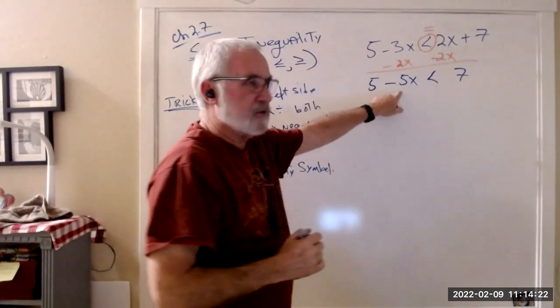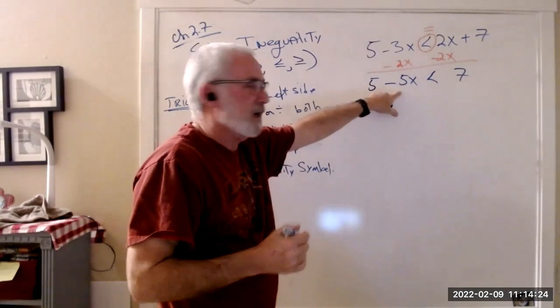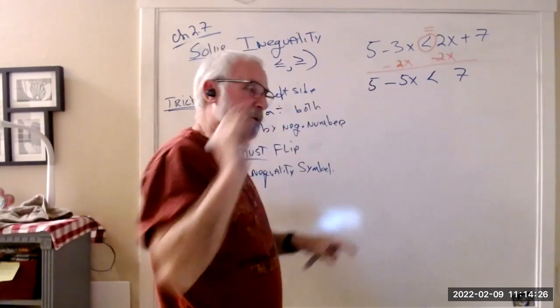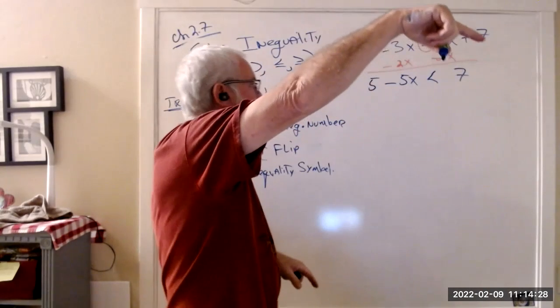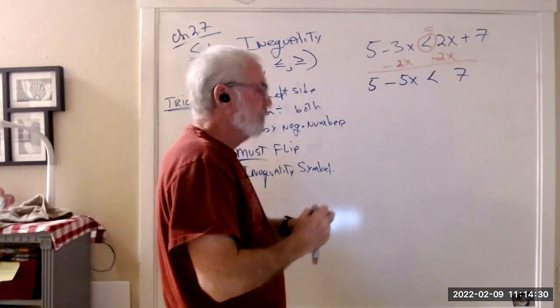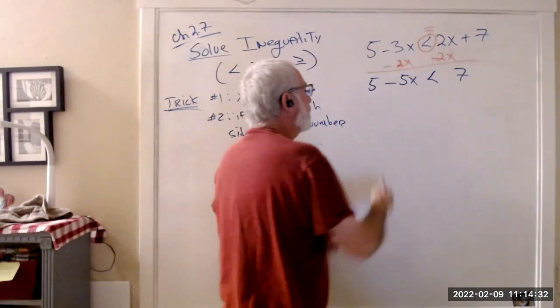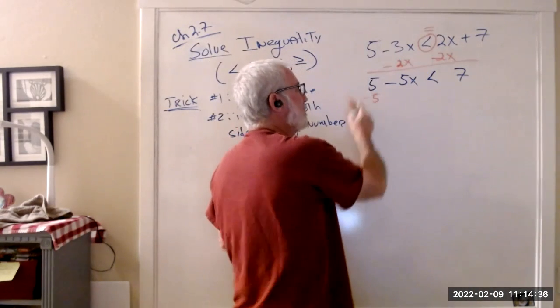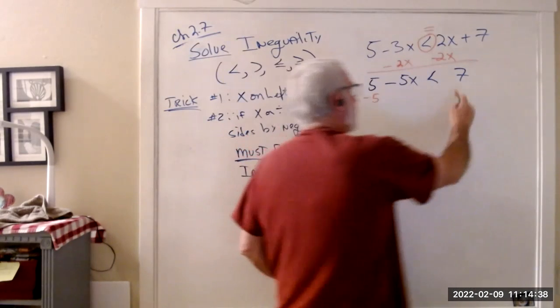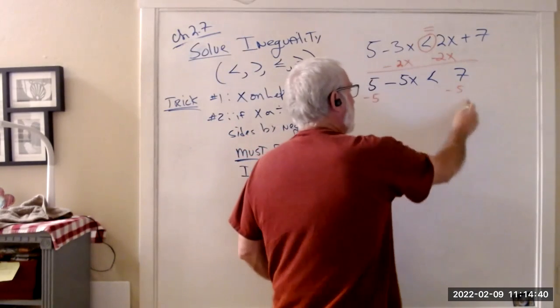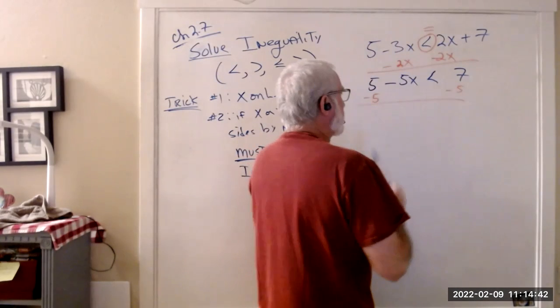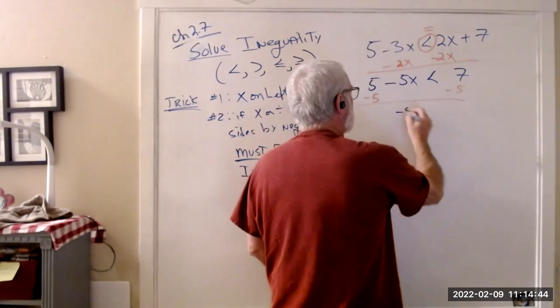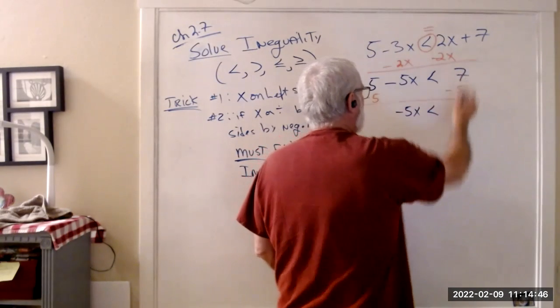Now I've succeeded in moving all of my x's to the left-hand side, which means I want to move all my normal numbers to the other side. So I'm going to take away 5 from this side, because I want to get it out of here, but I have to keep it balanced, so I take it away from the other side too. That gives me negative 5x is less than 2.